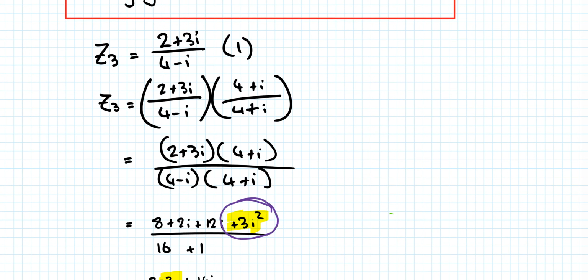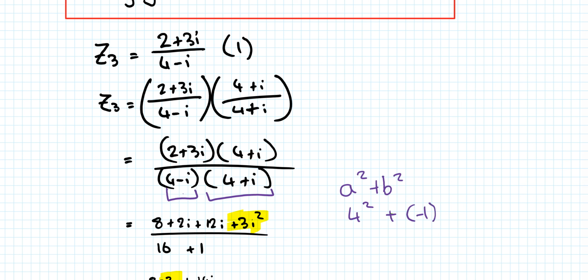All I need to be careful of is the fact that this is not plus 3i squared. I need to remember that i squared is minus 1. So this really is minus 3. So 8 minus 3 is 5. 2i plus 12i is 14i. And look at what happens on the bottom line. It's a complex number by its conjugate. So I know that's going to be a squared plus b squared. a squared would be 4 squared, which would be 16. And then b squared would be minus 1 squared.